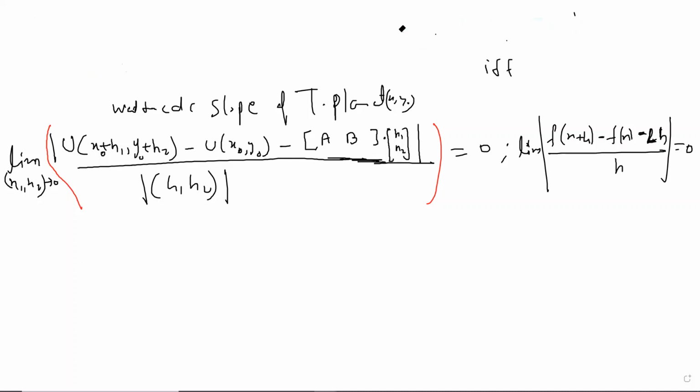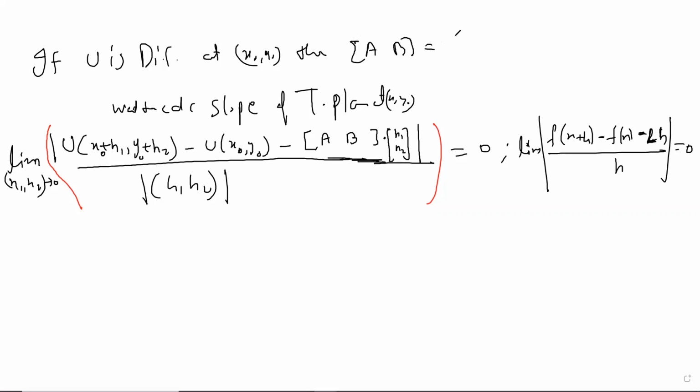How can we summarize all this? It's important to summarize things in the end. If U is differentiable at x naught, y naught, then this matrix is nothing but this. There's no comma. Why do I make this mistake? It should be this.